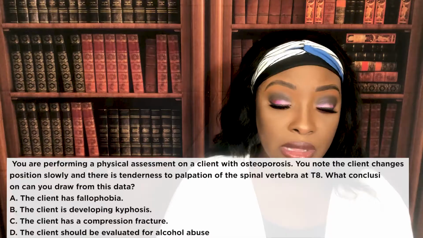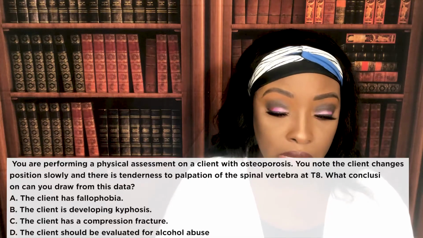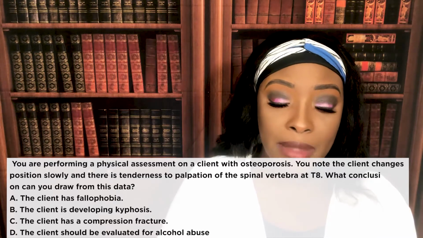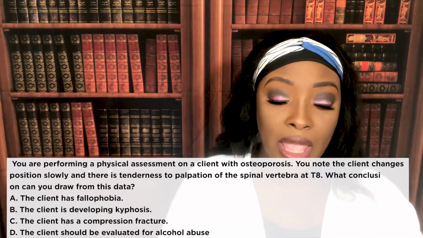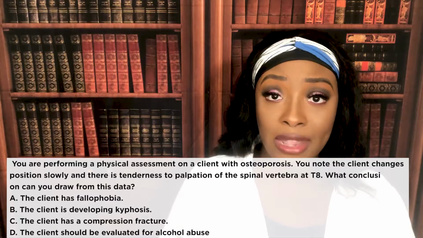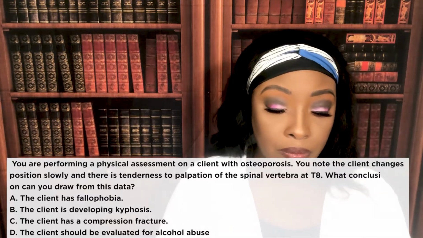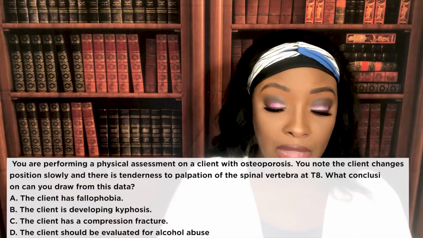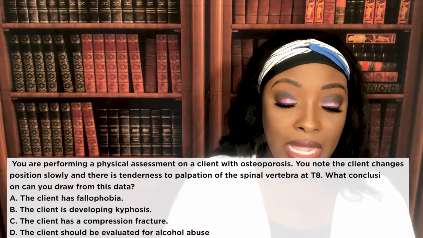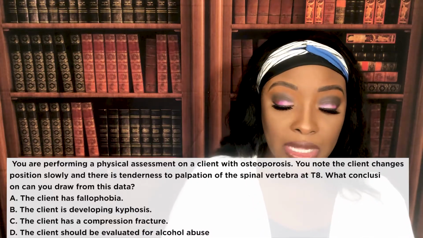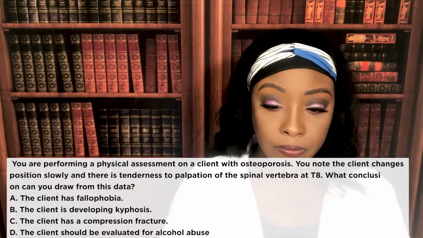Okay, next question. You're performing a physical assessment on a client with osteoporosis. You note the client changes position slowly, and there's tenderness on palpation of the spinal vertebra at T8. That's your thoracic 8. What conclusion can you draw from this data? A, the client has phallophobia. B, the client is developing kyphosis. C, the client has a compression fracture. Or D, the client should be evaluated for alcohol abuse.